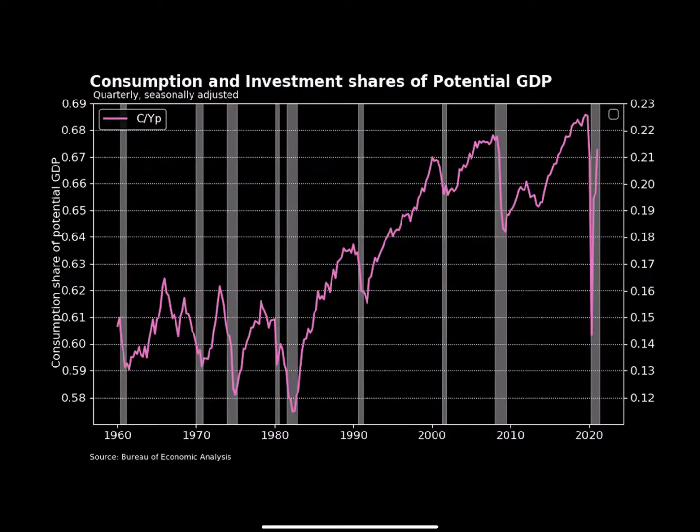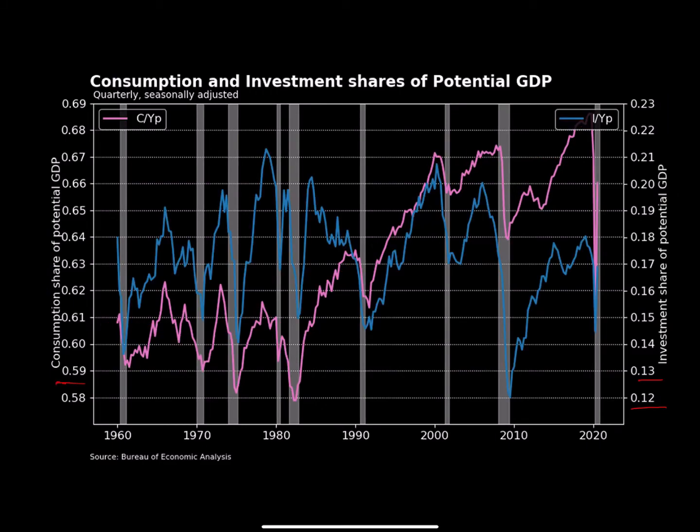Take a look at this series right here. This pink series is consumption relative to potential GDP. There's kind of a trend here, and I don't want you to get too focused on that trend, but what I want you to notice is that consumption comprises a big portion of GDP. And during recessions, not surprisingly, consumption declines. Now, what I'm going to do next is overlay investment relative to GDP, and I'm going to plot it relative to this axis right here.